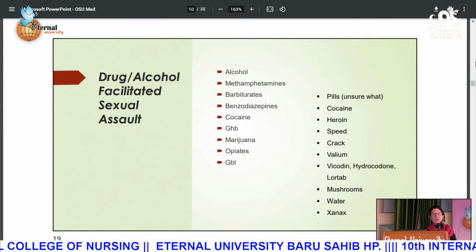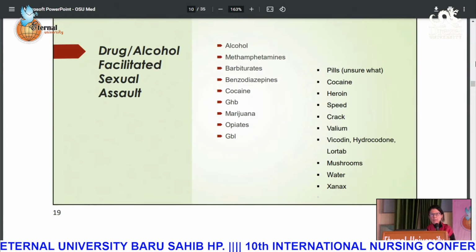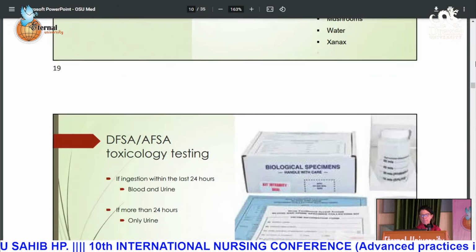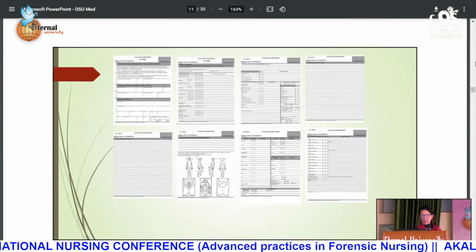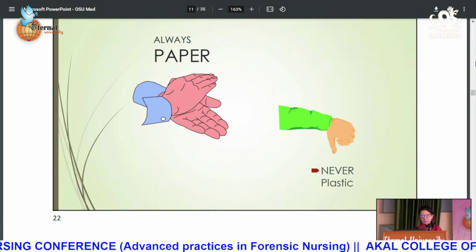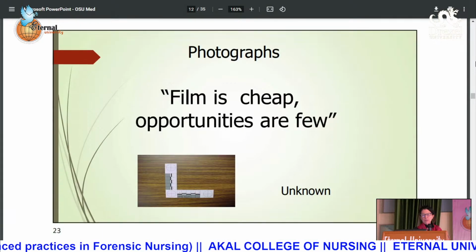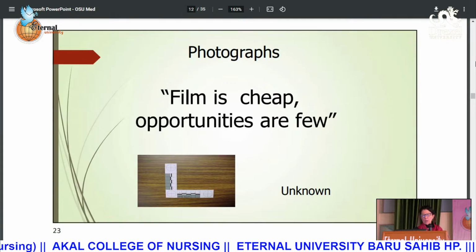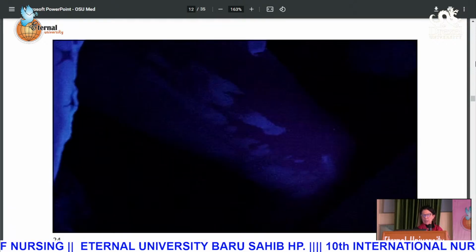We know that there can be drug or alcohol-assisted sexual assaults, meaning they prompt the perpetrator to do more. We talked about toxicology testing, and here are some forms. Photographs. Film is cheap. Opportunities are full. The best way is to take a series of photos, though.